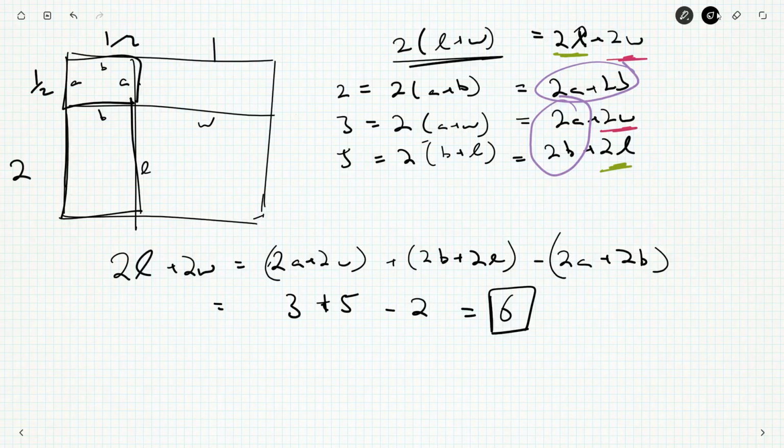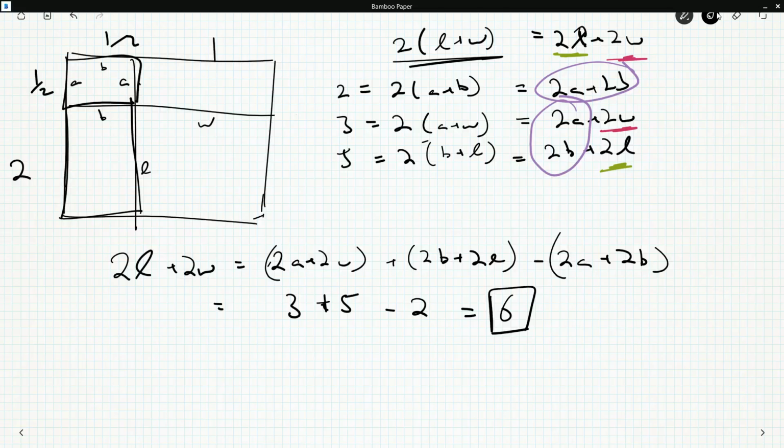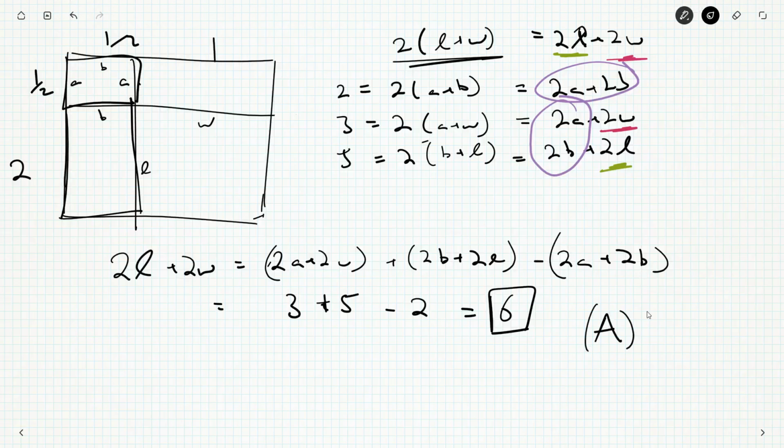And then you can figure out L and W are 2 and 1, and that gives you a perimeter of 6. So that's an example, but that's just one. It doesn't mean it has to work out that way. You can have lots of different things for your L and W, but you will always have a perimeter of 6, and that's kind of an interesting result. So 6 is A, and that's what we're going to bubble in.